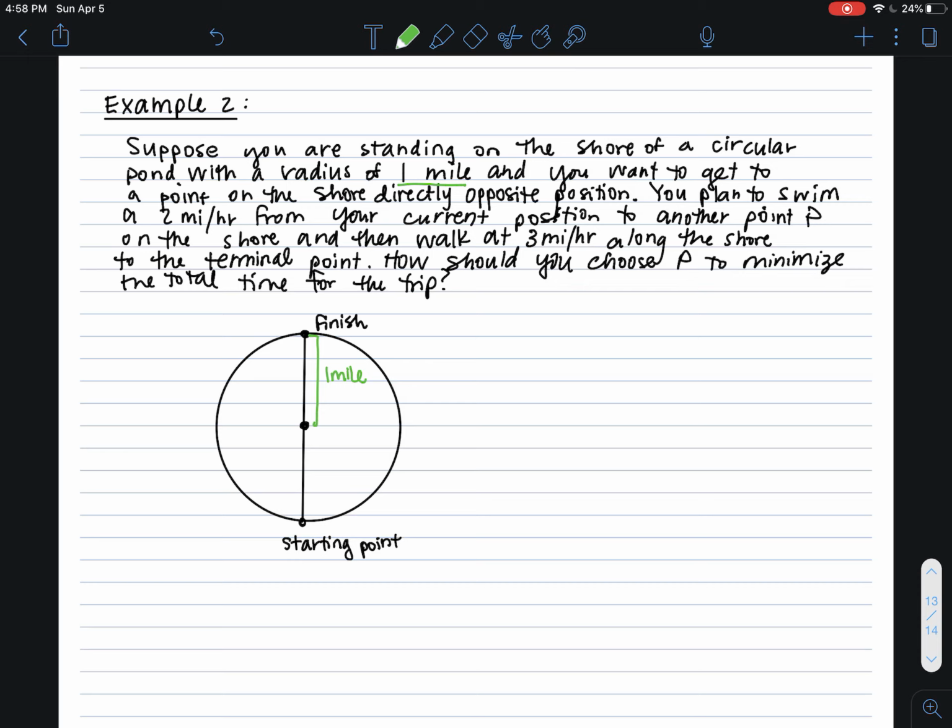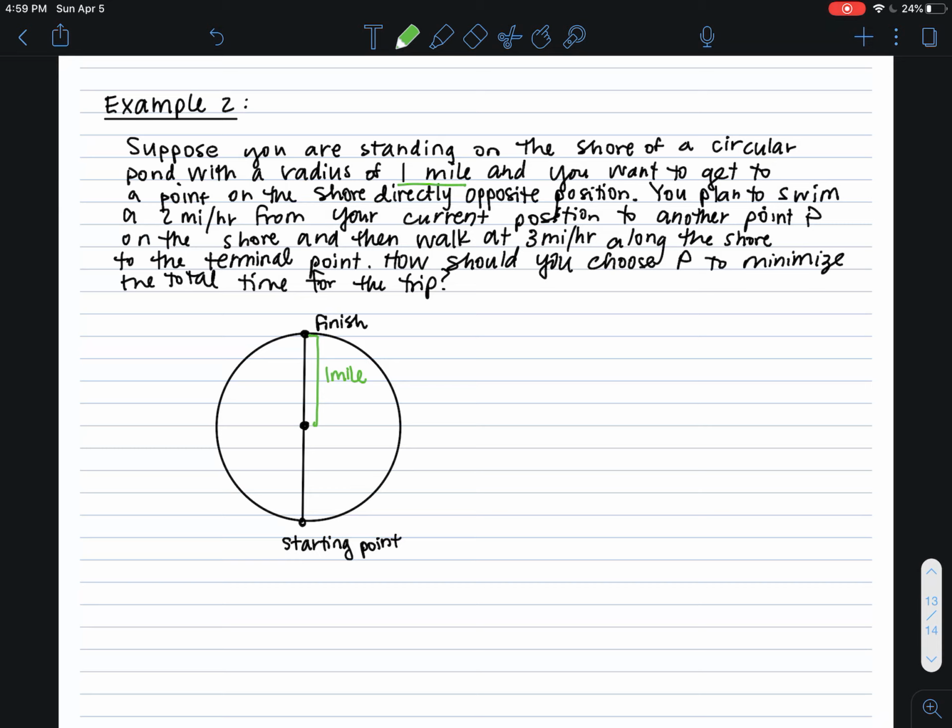So it basically says, suppose you are standing on the shore of a circular pond with a radius of 1 mile and you want to get to a point on the shore directly opposite from where you're standing. You plan to swim 2.1 miles per hour from your current position to another point P on the shore, and then walk at 3 miles per hour along the shore to the terminal point. How should you choose P to minimize the total time for the trip?